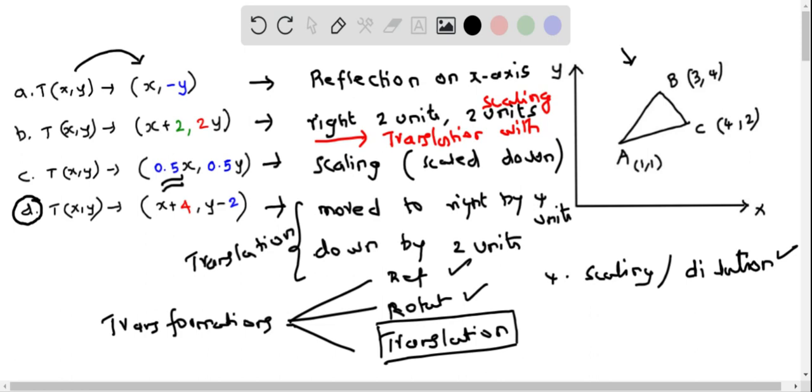Maybe you could look at part B and say that it also does not undergo change, but we have scaling as well. So this is not a perfect answer. Only the transformation given in part D is the correct answer.